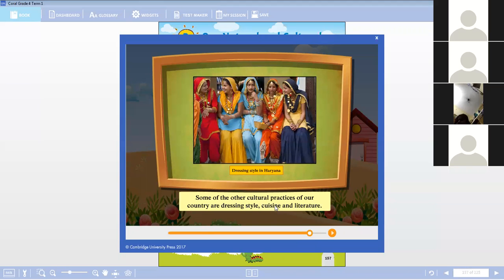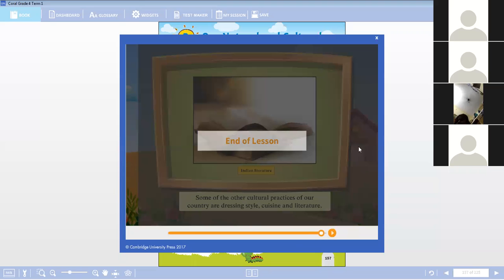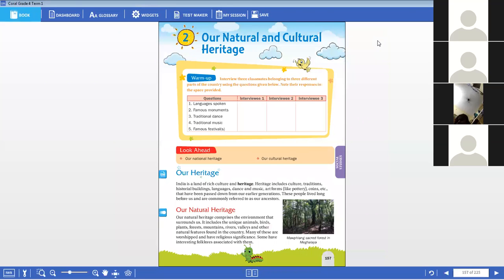Kerala people also have a specific cuisine and literature. Literature means the writing script, children. The writing scripts are also different. This is about a short video presentation about the lesson, children.